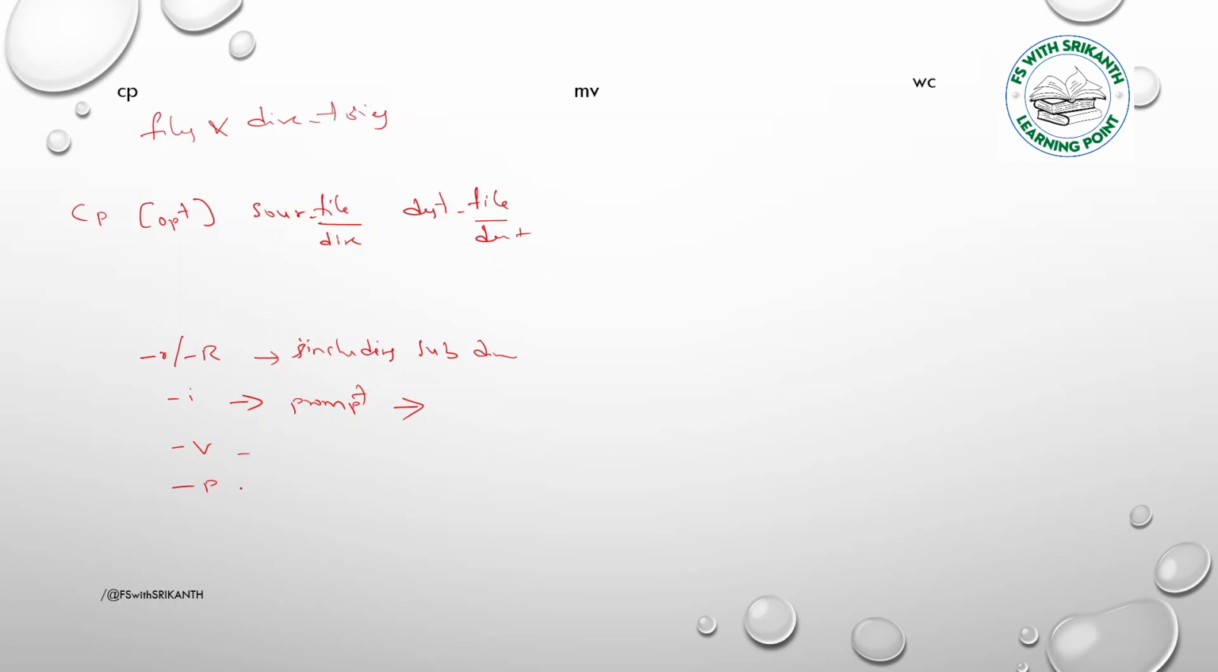And -p, it is to preserve all attributes. What is a preserve attribute? Just think about one file. This file1 is created by someone and he can provide some attributes like permissions, and it has timestamps from when it was created. When you are copying this file1 to another location, if you want to maintain these permissions as well as these timestamps, then you should go with this -p. Then it will copy the file with the permissions and timestamps.